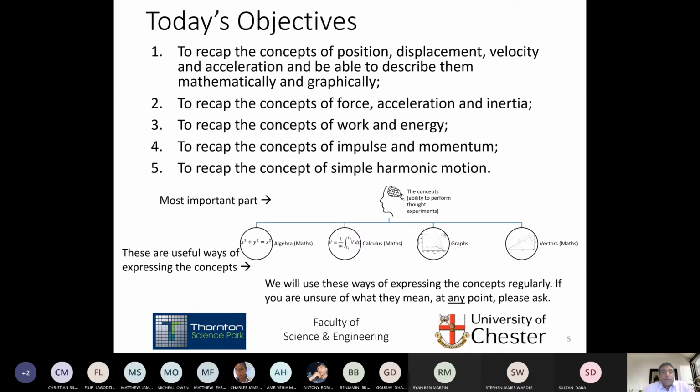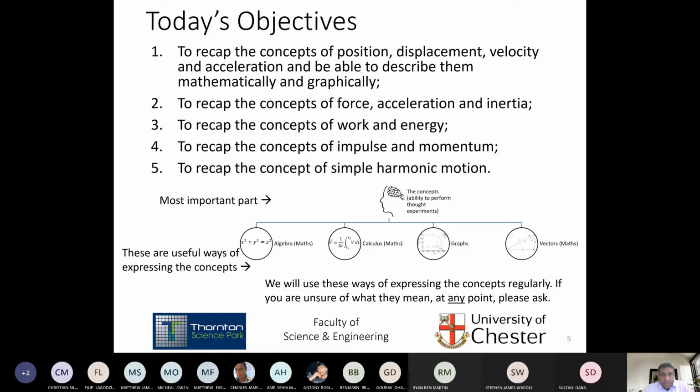You'll also be able to, again, review the concepts of force, acceleration, and inertia. We'll also recap the concepts of work and energy. We'll recap the concepts of impulse and momentum, and we'll also look shortly at simple harmonic motion.